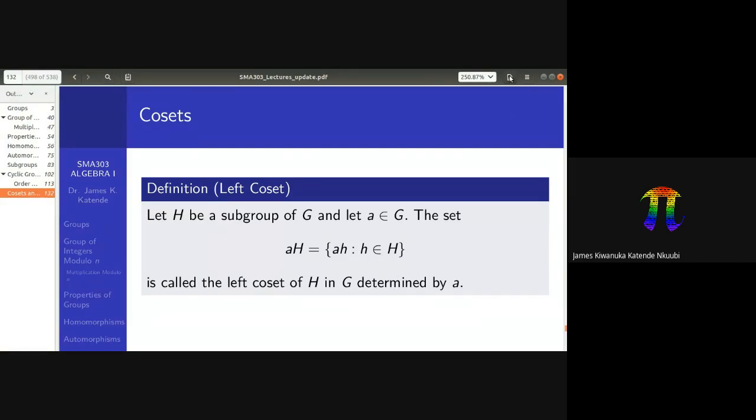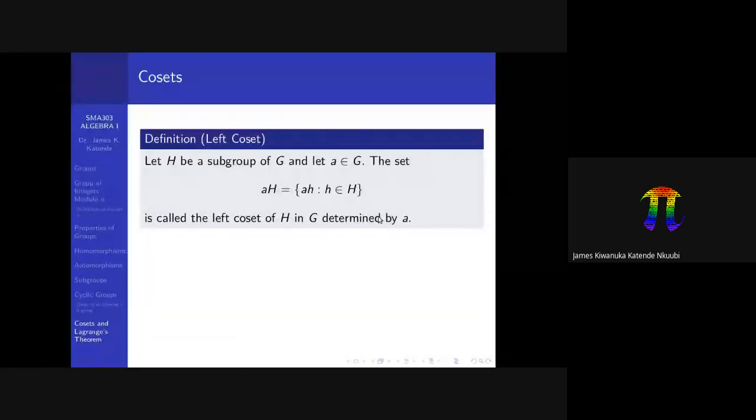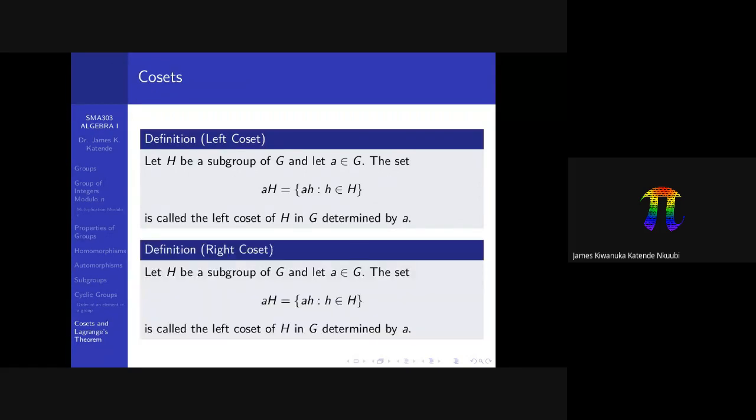So you can see that's the left coset of H in G determined by A. We shall see some examples shortly. We will mostly work with the left coset, but it's also necessary to define the right coset because there are a few situations where we shall need to talk about the right coset as well.